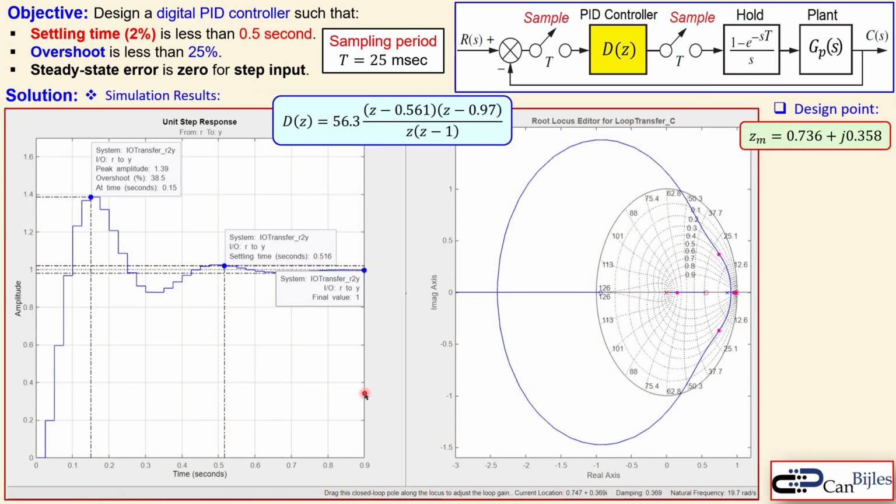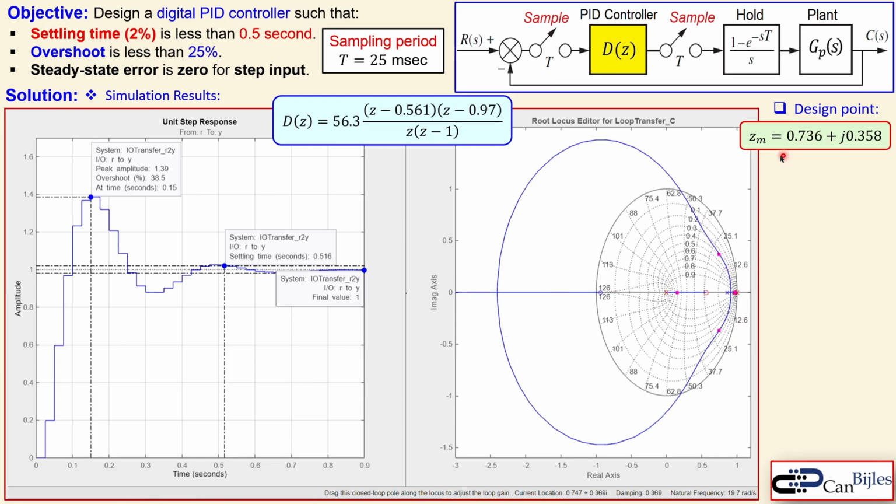Now, first the simulation results with this initially designed PID controller. This is the design point. The left side is our unit step response. The right side is our root locus plot. You see the unit circle here in black. You also see in pink dots the closed loop poles, and also the zeros and poles here. And there's also the root locus in blue.